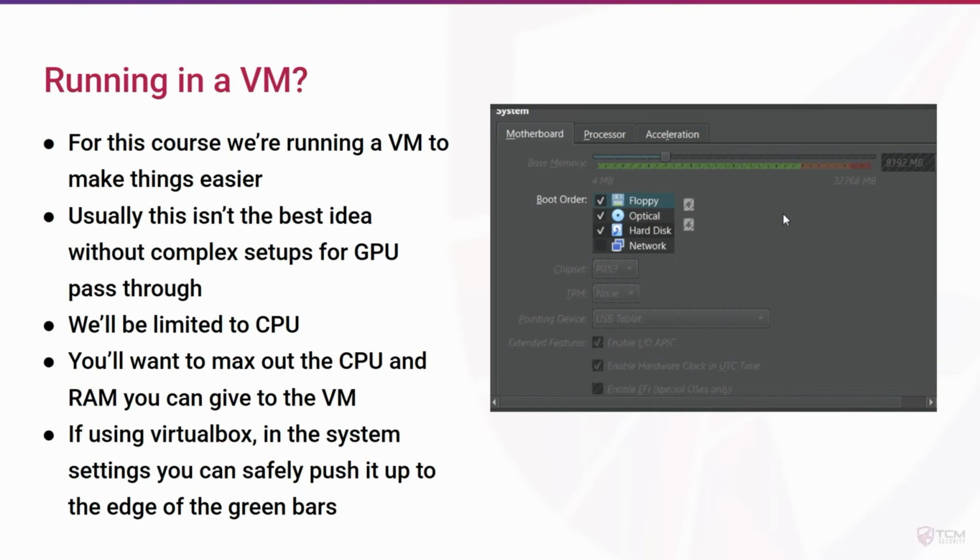If you are running inside of a VM like we're going to be doing, though, you want to max out the CPU and RAM you can actually give to the VM. If you go into the system settings for the VM, then you can change the allocation of it, as long as you have the VM shut down. You'll need to keep that in mind. If you're seeing it grayed out when you go in there, it's probably because you have the VM running still. So you'll want to give it as much RAM and CPU as you can.